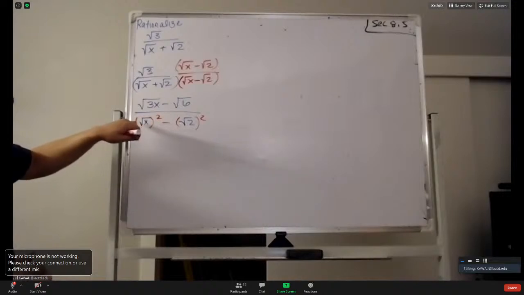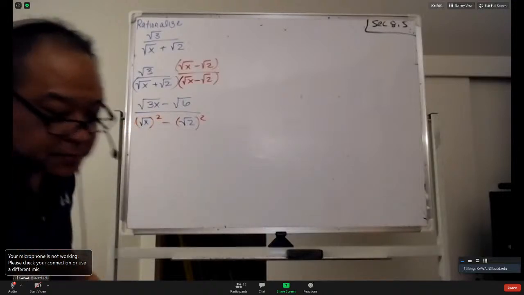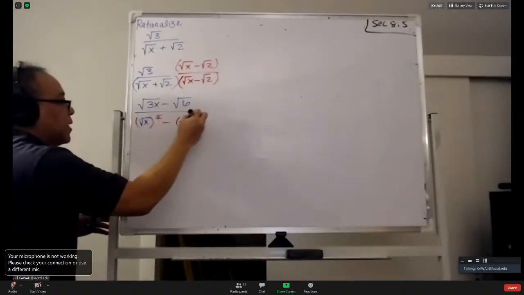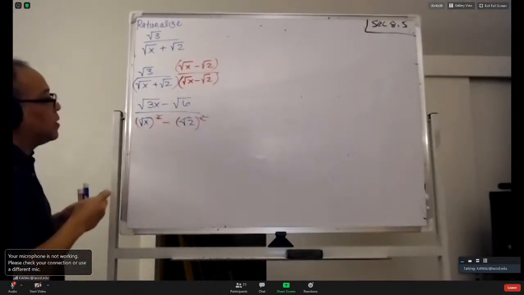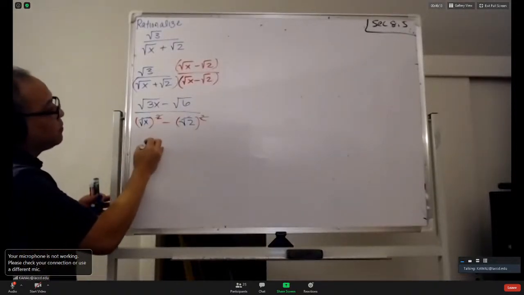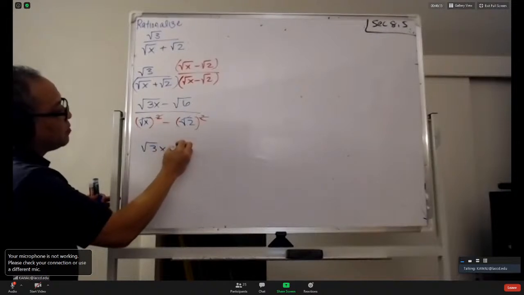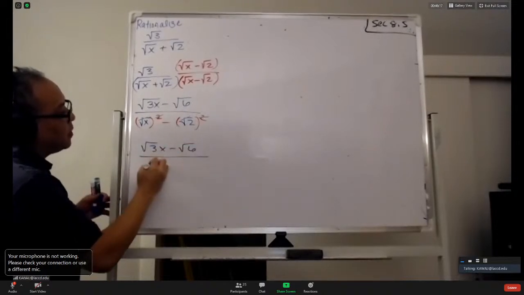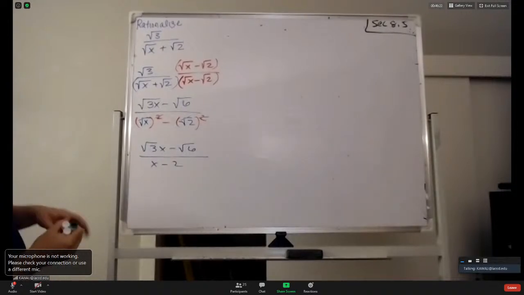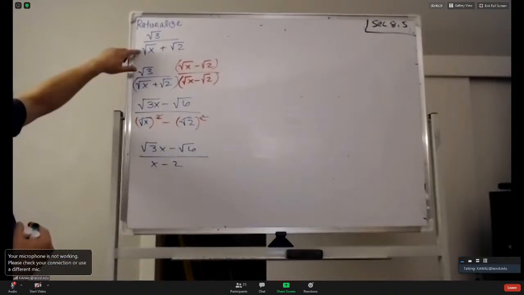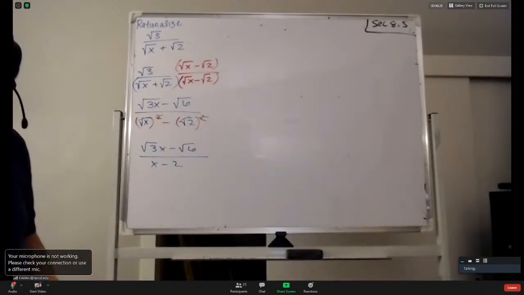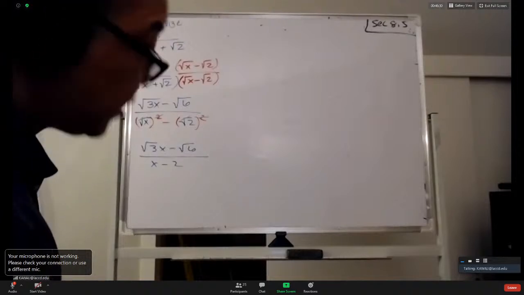Now this square and that square root will cancel each other out. This and this cancel out. This and this cancel out. So then you'll get square root of 3x minus square root of 6 over x minus 2. Now that may not look pretty, but our only goal was to get rid of the radicals in the denominator, and we accomplished that. Okay, let's do one last one.